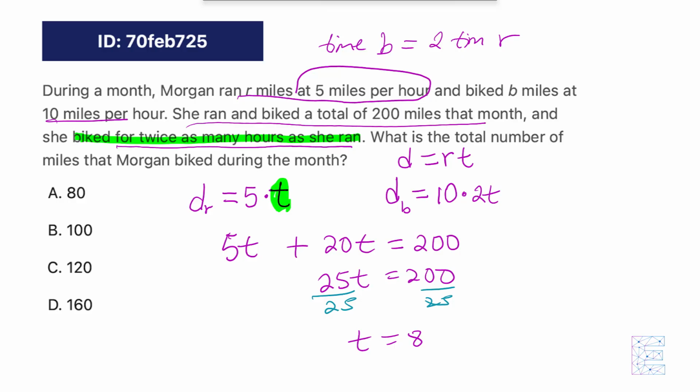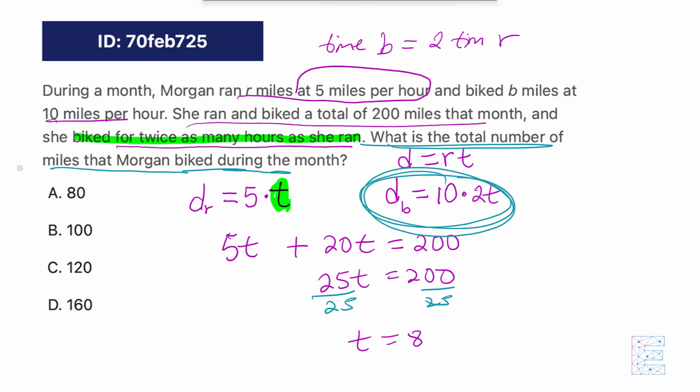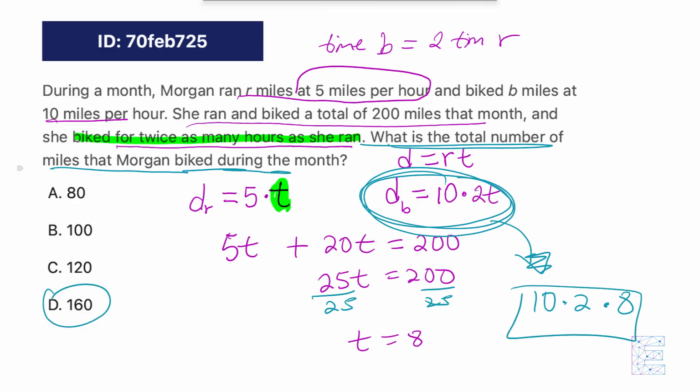Now, what was the question asking? What is the total number of miles that Morgan biked during that month? So we are focusing on the distance traveled while biking. We'll use this little equation that we made up. So it'd be 10 times 2 times the T value that we found, which is 8, which makes that answer D, because these multiply to 160, and that's it.